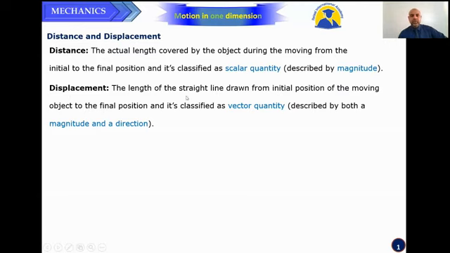Displacement is the length of the straight line drawn from the initial position of the moving object to the final position, and is classified as a vector quantity. Here, a vector quantity is the quantity that can be described by both magnitude and direction. Note that displacement also can be defined as the change in position.